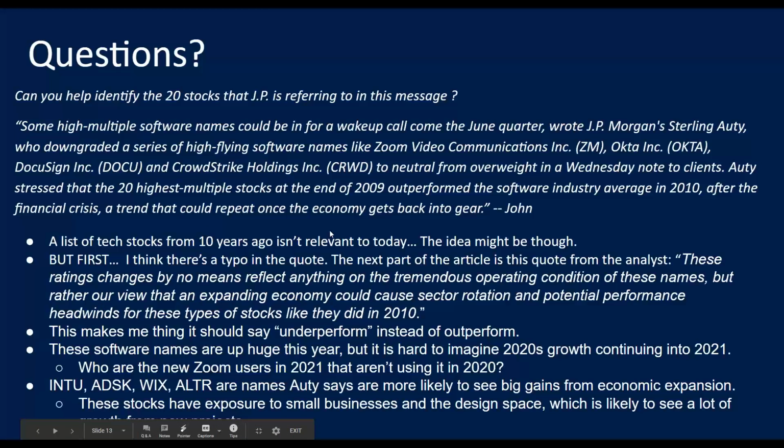So this is kind of an interesting one from John. He found this paragraph in an article, I think on MarketWatch, about JP Morgan's software analyst downgrading a bunch of stocks this morning. And so I'll read the passage and then we'll talk about it. He said, some high multiple software names could be in for a wake-up call come the June quarter, wrote Sterling Auty, who downgraded a series of high-flying software names like Zoom, Okta, DocuSign, CrowdStrike to neutral from overweight in a Wednesday note.